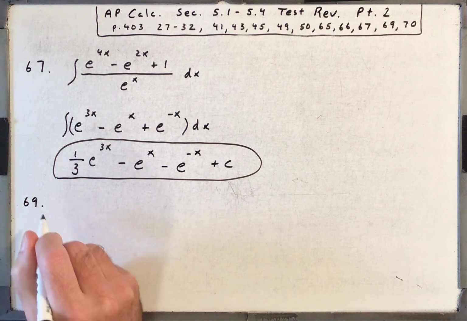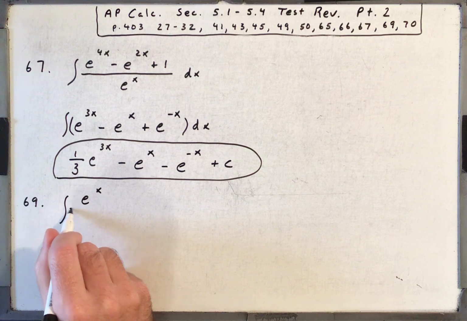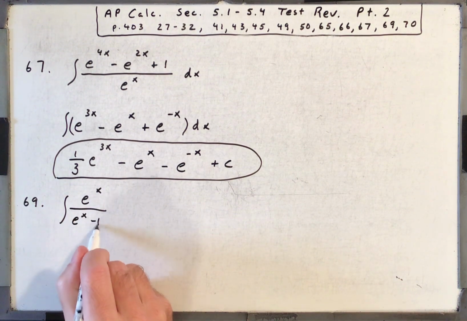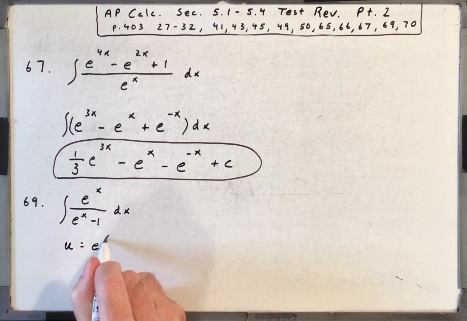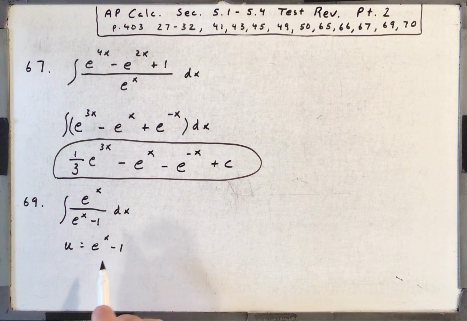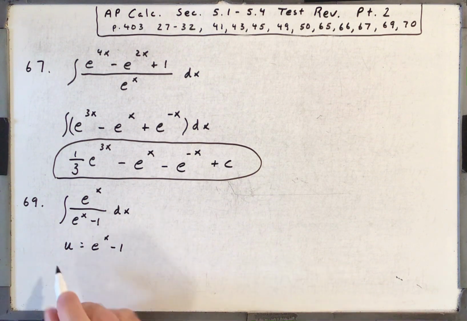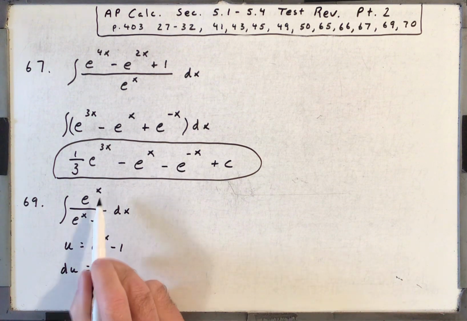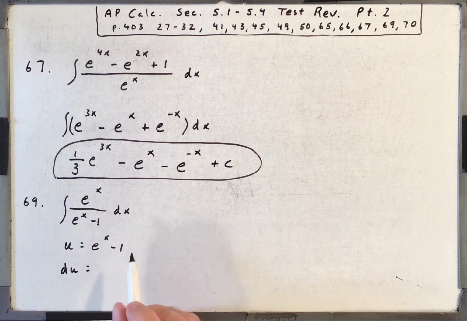Okay, let's see if 69 will fit in there. That's e to the x over e to the x minus 1. So let's let u be e to the x minus 1. Because remember, we can handle u on bottom, but not du on bottom. So if we have a situation like this where it could be either one, pick the u to be the one on bottom.